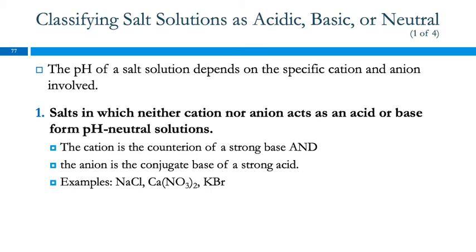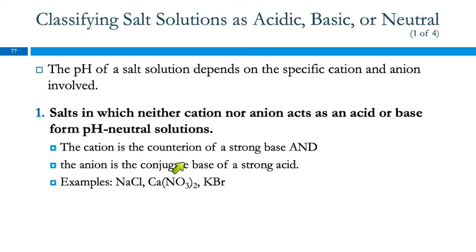Okay, so let's put those together. Classifying salt solutions as acidic, basic, or neutral. So this gets to your question, Spencer. The pH of a salt solution, and remember that when we say salt, we mean an ionic compound, depends on what specific cation and anion are there. So if you have a salt in which neither cation nor anion acts as an acid or base, they're both pH neutral, the solution will be neutral.